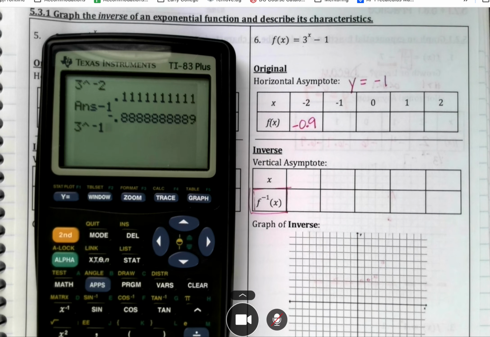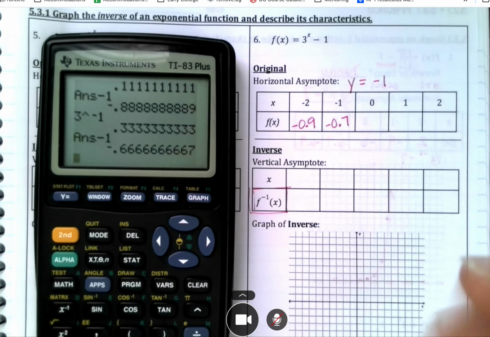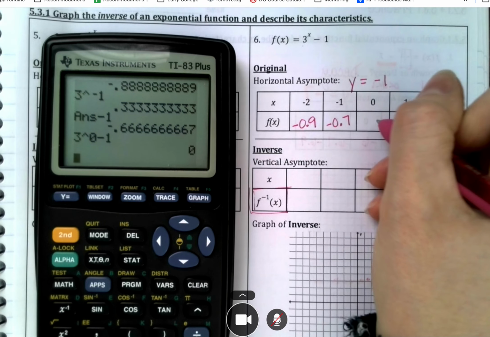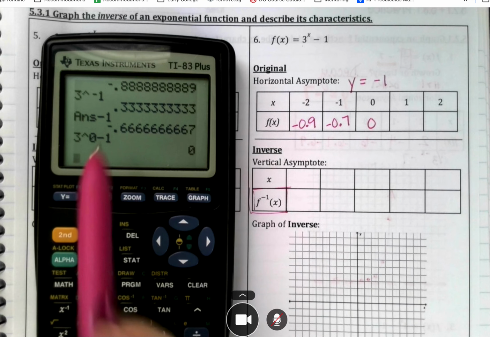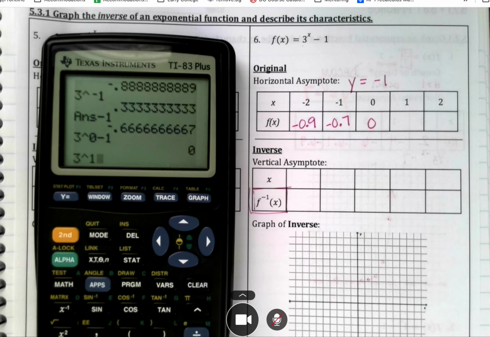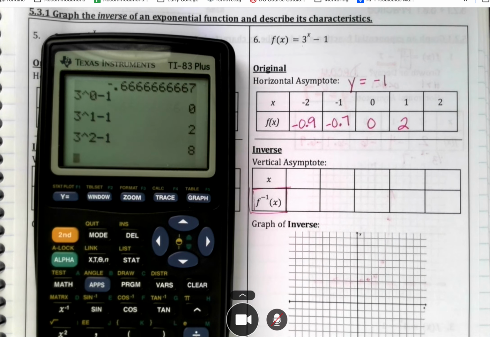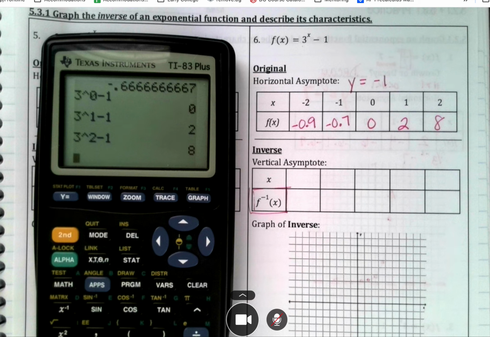Then I have 3 to the power of -1. I still have to subtract 1 from it, and so I get -0.7. I get 0. Anything to the power of 0 is 1, and so 1 minus 1 gives me 0. Here I get 2. And then the last box, I get an output of 8.